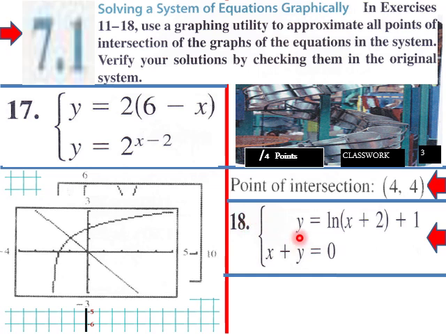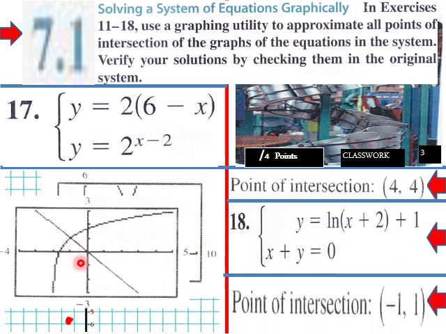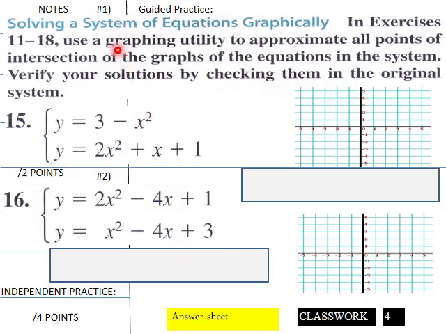And then for 18, y equals natural log of x plus 2, plus 1. And then this system here, x plus y equals 0. When we graph that, here's a point of intersection there. It'll be negative 1, 1. So that would be kind of the methods that you would use that you found in 7.1. So let's try one now.